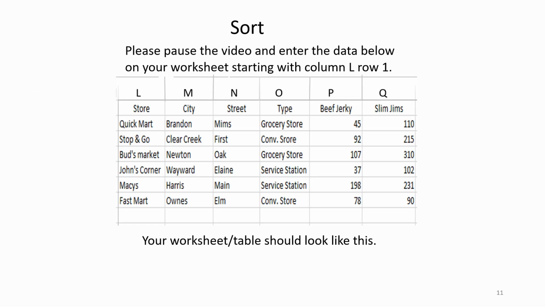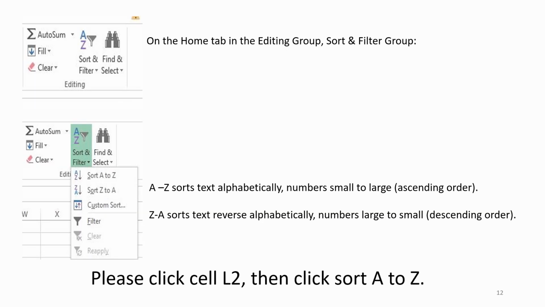Sort. Please pause the video and enter the data below on your worksheet starting with column L, row 1. Your worksheet or table should look like this. On the Home tab in the Editing group, Sort and Filter group. A to Z sorts text alphabetically. Numbers small to large, ascending order. Z to A sorts text reversed alphabetically. Numbers large to small, descending order.